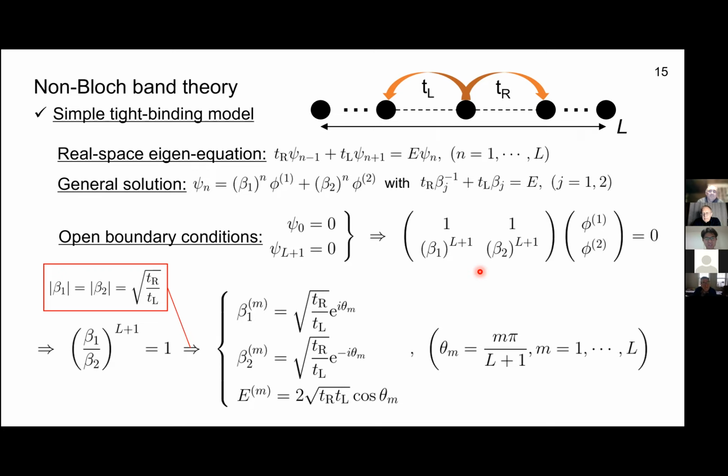I see. You can just make a similarity transformation, turning your Hamiltonian into a Hermitian Hamiltonian. Nice. Absorb the similarity matrix into your wave function. Thank you. Sure. Okay, thank you.